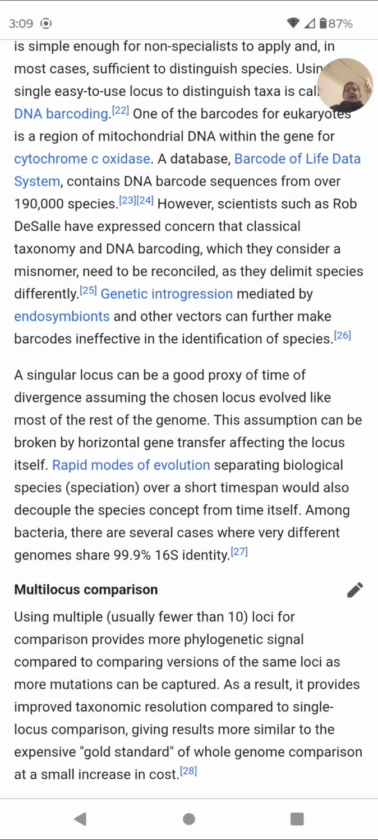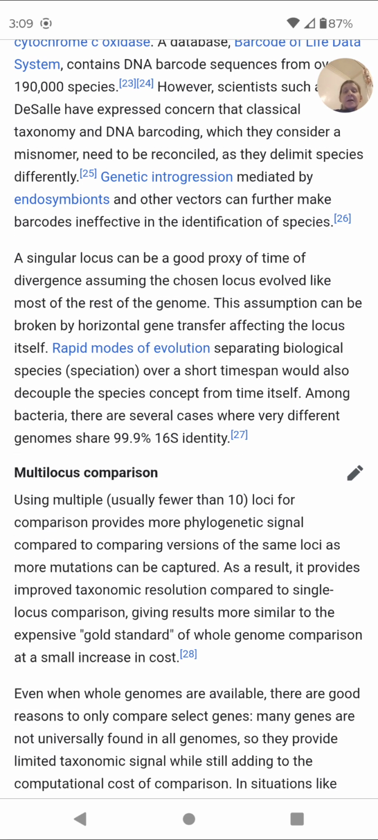A single locus can be a good proxy of time of divergence, assuming the chosen locus evolved like most of the rest of the genome. This assumption can be broken by horizontal gene transfer affecting the locus itself, or rapid modes of evolution separating biological species. Speciation over a short time span would also decouple the species concept from time itself. Among bacteria, there are several cases where very different genomes share 99.9% 16S identity.